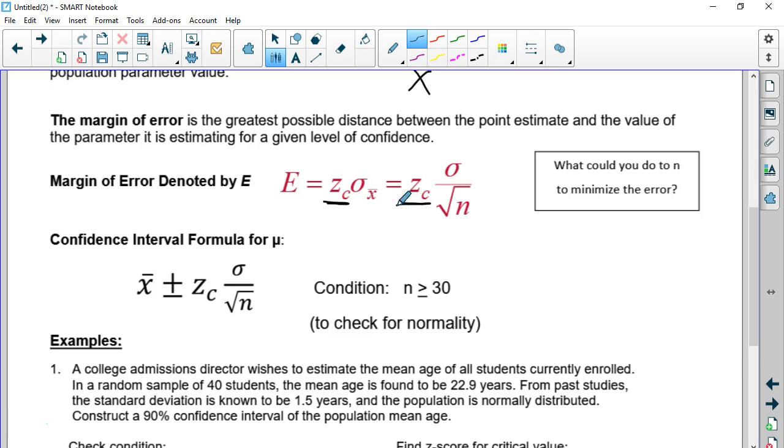Okay, right here. This, again, is our standard deviation, and here's our sample size. Now, what could you do to minimize the error? Increase N. Increase your sample size. So, how do we construct an actual confidence interval?